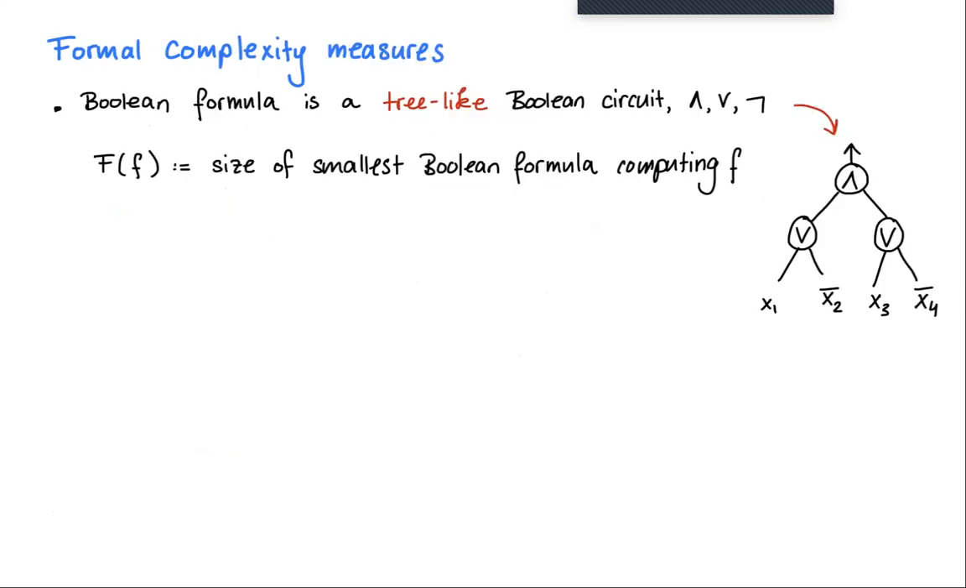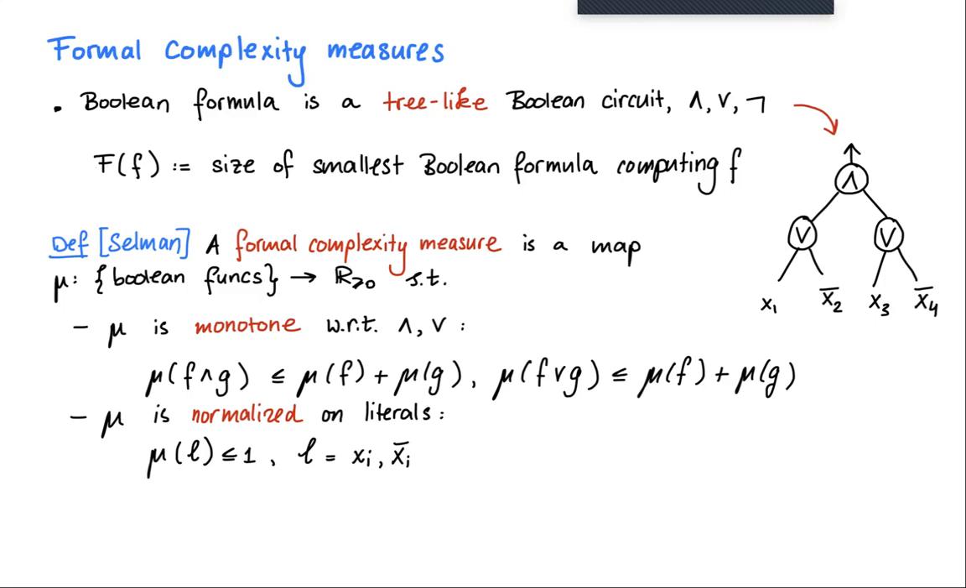So in the Boolean setting, there is a notion called formal complexity measures, which is very important, and it arises as follows. So a Boolean formula is a tree-like Boolean circuit that uses these and, or, and not gates in a tree-like fashion. And we define capital F as the formula size, so the size of the smallest Boolean formula computing the Boolean function F. And a formal complexity measure is a map mu from Boolean functions to the real numbers, such that mu is monotone with respect to and, or in the following way.